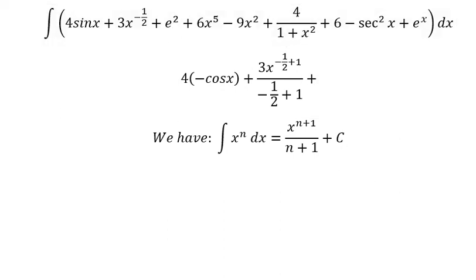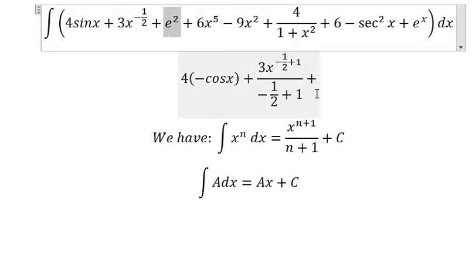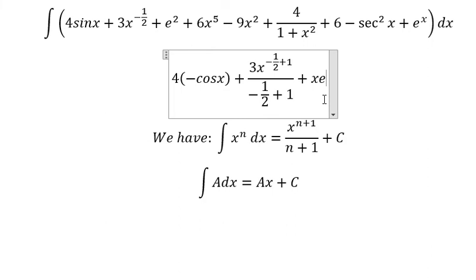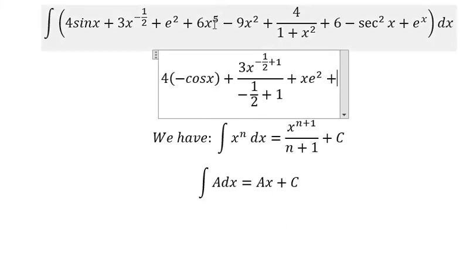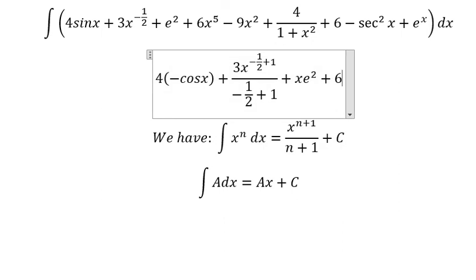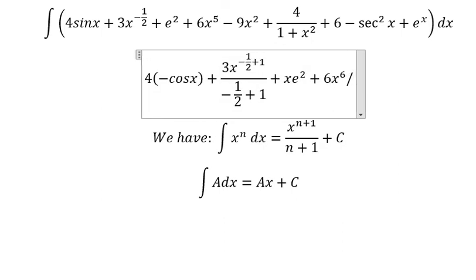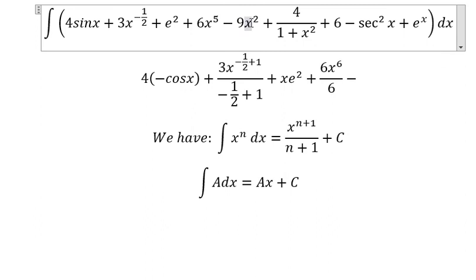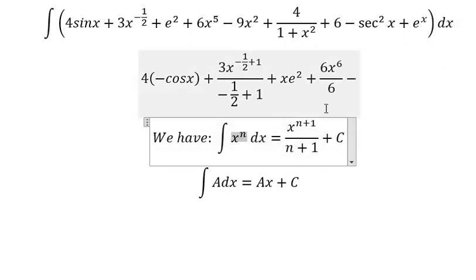Now, the next one, this is about the constant. So we have the formula in here. Capital A represents the constant. The integration of capital A, you get AX and we put C. Now we do similar for this one. This one, we apply similar for this one. This one, similar for this one.